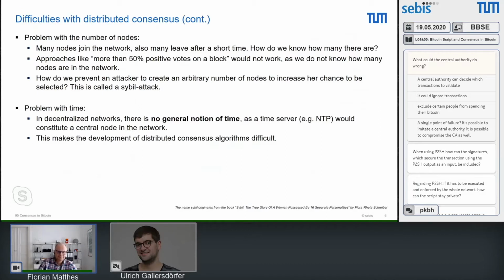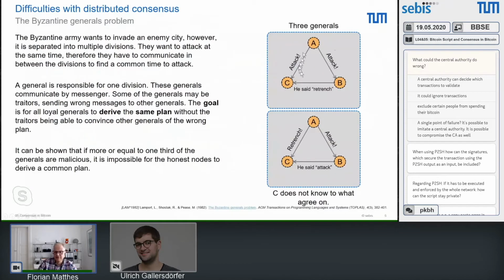So before I come to the solution, we also have two more problems in Bitcoin. The first is the number of nodes. The generals know how many generals exist, so they could count how many messages they get. Let's say if they get five messages saying attack and two messages saying not attack, that more or less gives an indication because you know the overall number of generals.